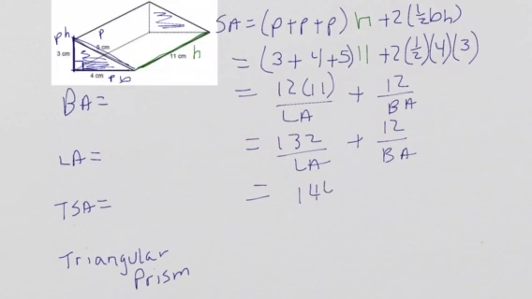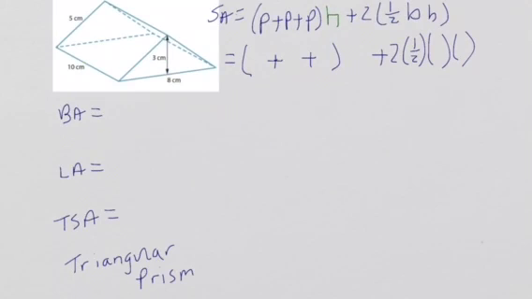and that's going to give us a total surface area of 144. So our base area is going to be 12 centimeters squared. Lateral area is going to be 132 centimeters squared. Total surface area is going to be 144 centimeters squared.